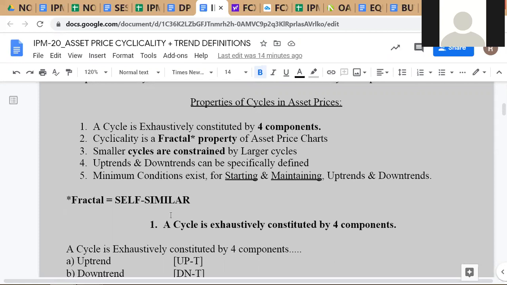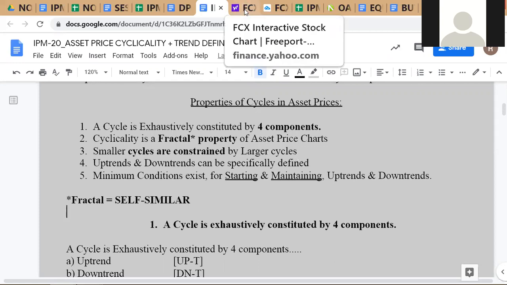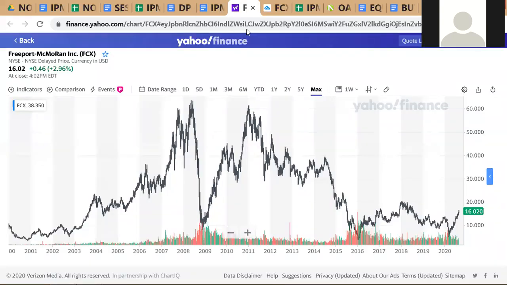Third point. Smaller cycles are constrained by larger cycles. What do I mean by this? As I said, I now remember what I was saying when I got lost.